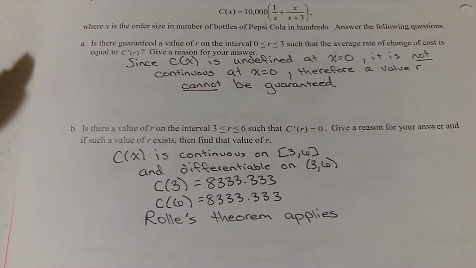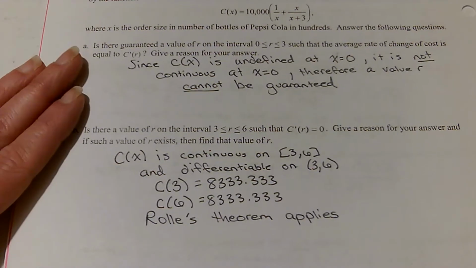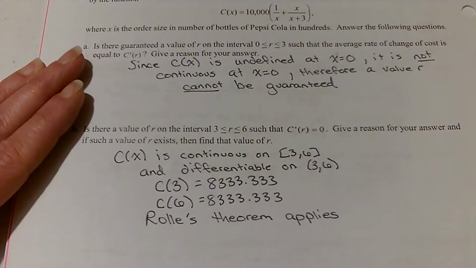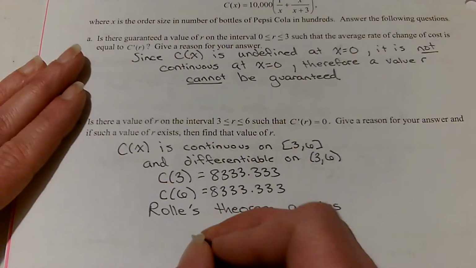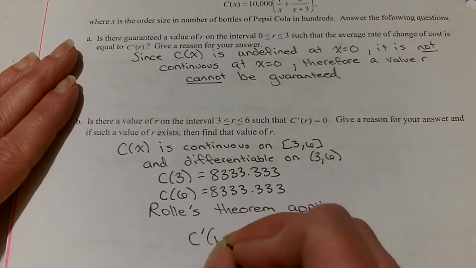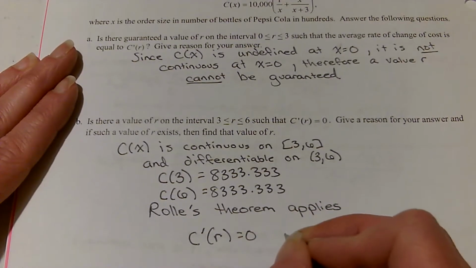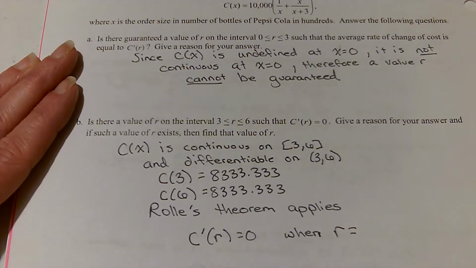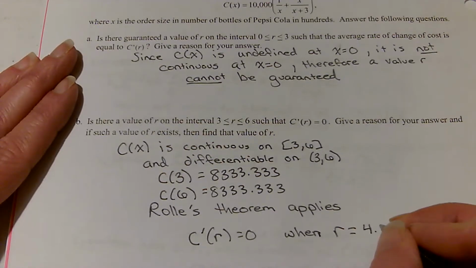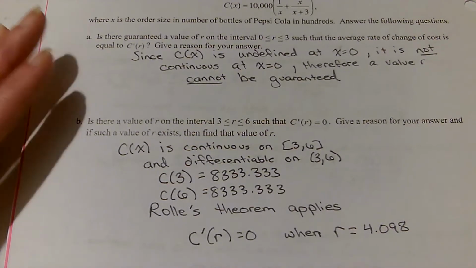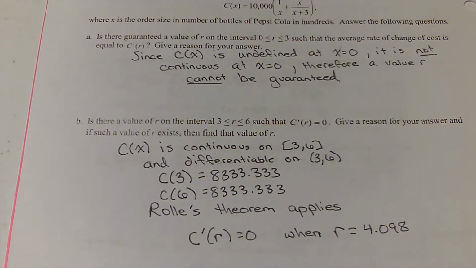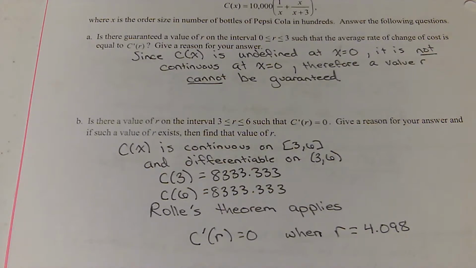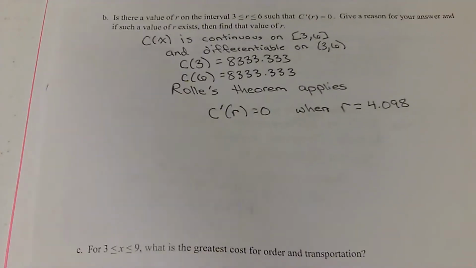And this would be a calculator-based problem. You would be able to go to your calculator and actually find it. C prime of r equals 0 when r equals 4.098. So you could find that pretty easily on a calculator.